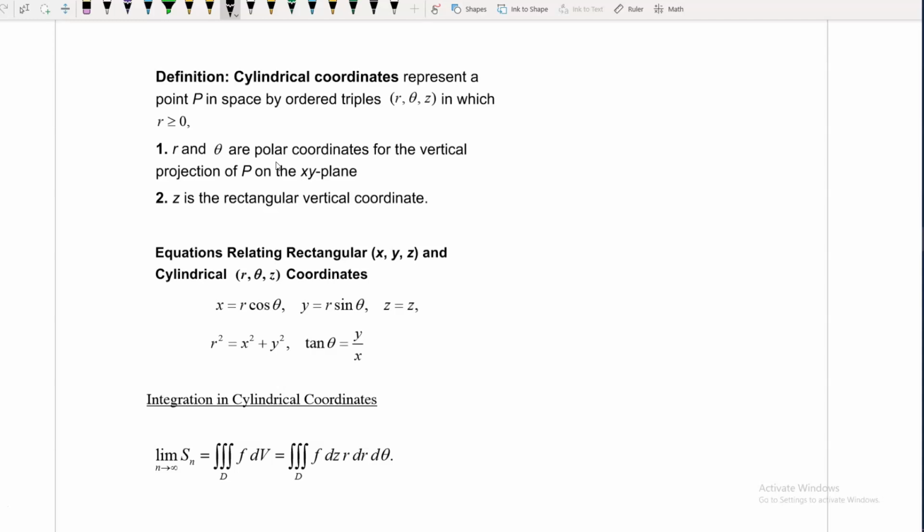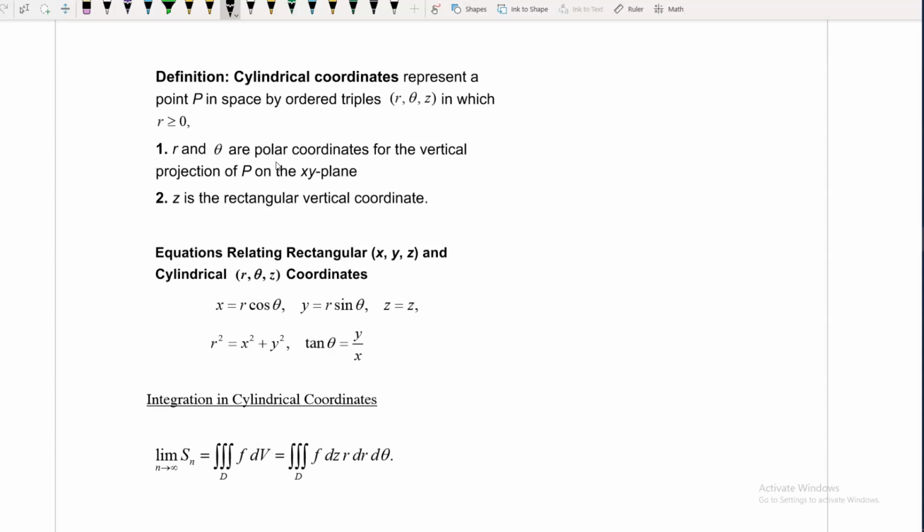Here we have equations relating rectangular x, y, z and cylindrical r, theta, z coordinates. So x is equal to r cosine theta, y is equal to r sine theta, and z is equal to z. And here we have r squared equal to x squared plus y squared, and tangent theta is equal to y over x.